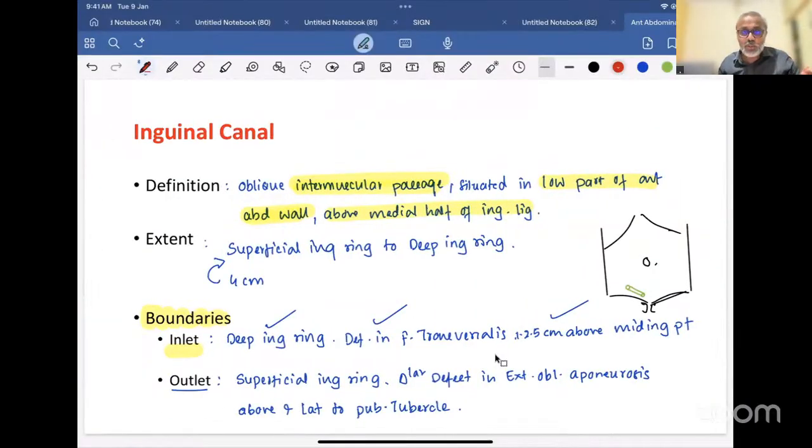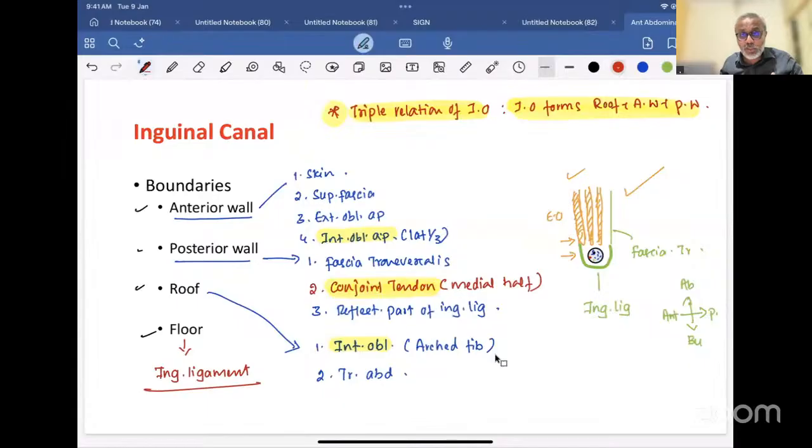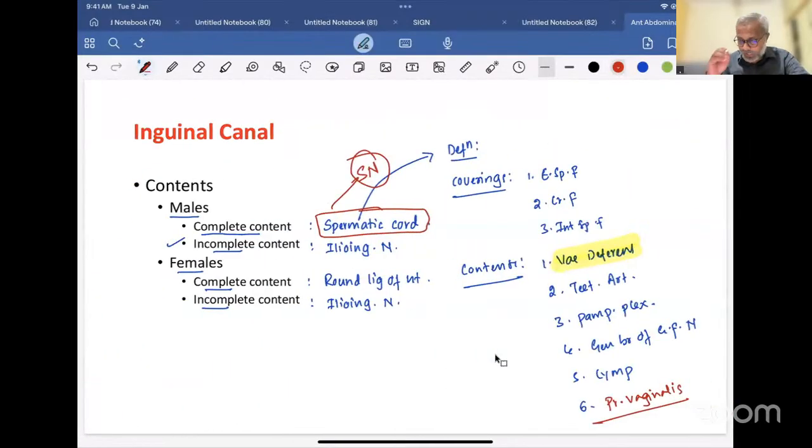So don't worry too much about drawing too many diagrams. One diagram to show the extent and one diagram to show the boundaries. And if needed, in simple, you can show the spermatic cord. Let's imagine this is the internal spermatic fascia. This is the cremasteric fascia which is covering it. And then we have one more fascia, that is the external spermatic fascia on the outside.